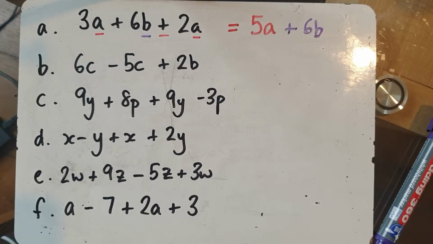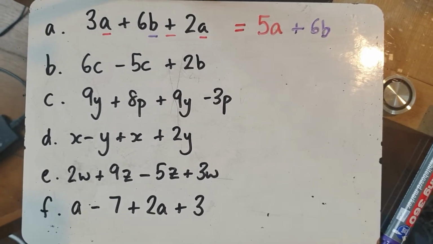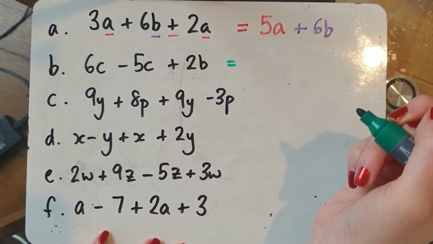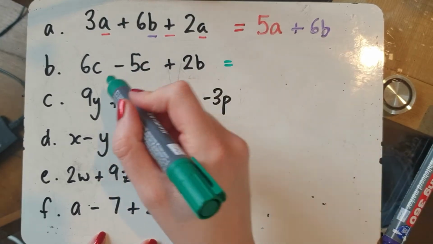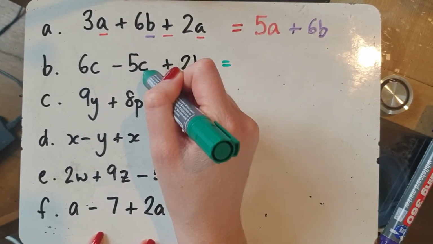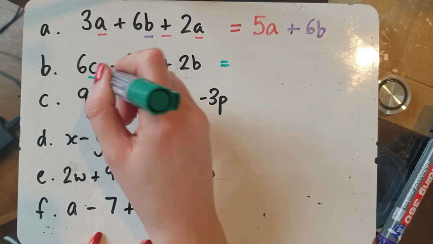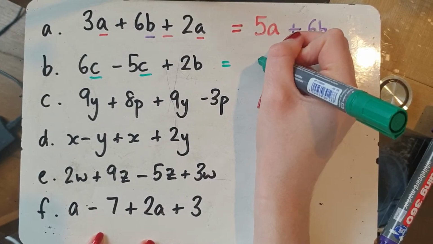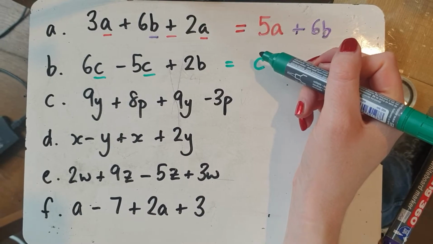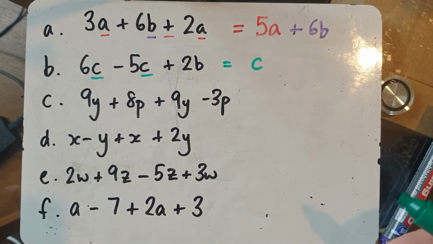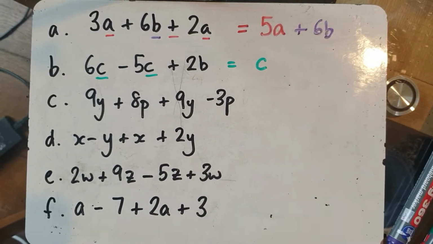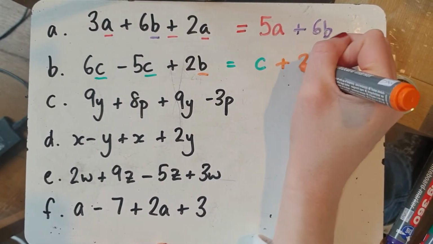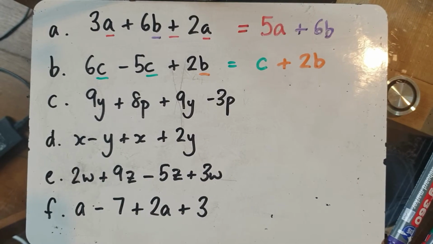Okay, so hopefully you've had a go at all of them now. If not, pause the video and do it please. But if you have, you can check your answers. So these two terms both have c in and this one has b. So 6c minus 5c leaves me with 1c. And remember that when it's just 1, I don't have to write the 1 in front of it. Then there's only one term that has b in it, so that's still just plus 2b at the end.